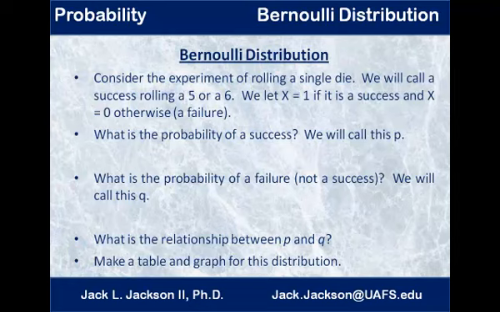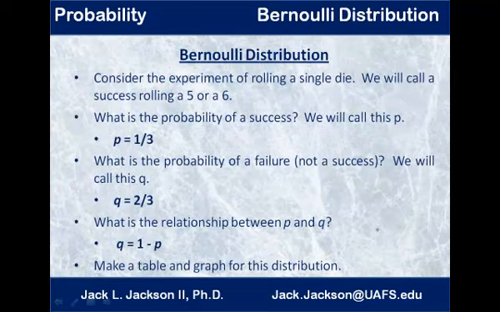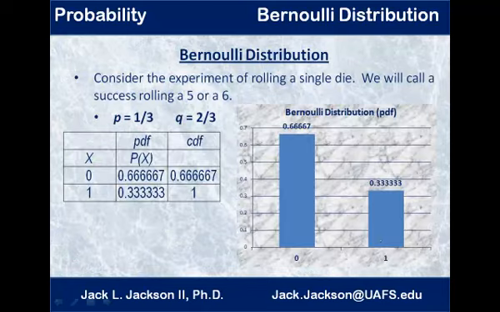Go ahead and answer these questions now. Press pause. Okay, by now we should be able to answer these. Of course, the probability of success is 2/6 or 1/3. So P is 1/3. Q then is 2/3 because Q is always 1 minus P. If we make a table and graph for this distribution, there are only two values for the random variable, either 0 or 1. So our table only has two x values in it, 0 and 1. The probability of 0 is 2/3 or 0.6 repeating. The probability of 1 is 1/3 or 0.3 repeating.